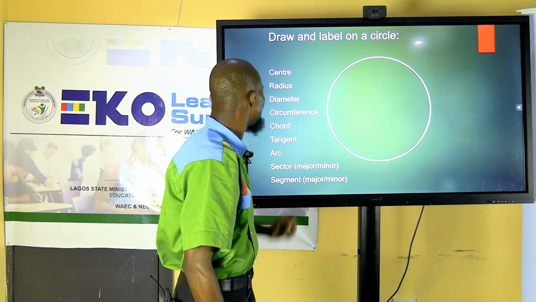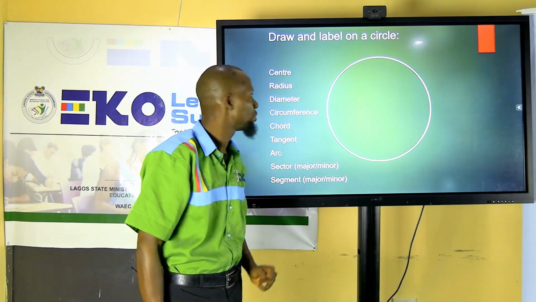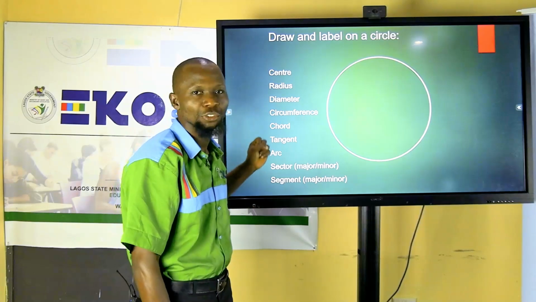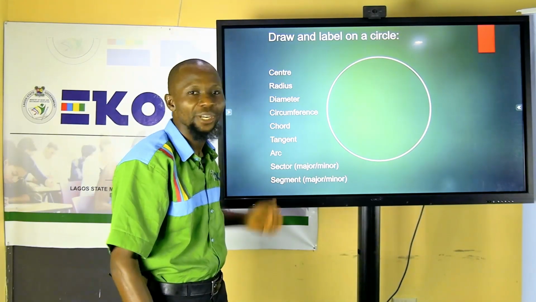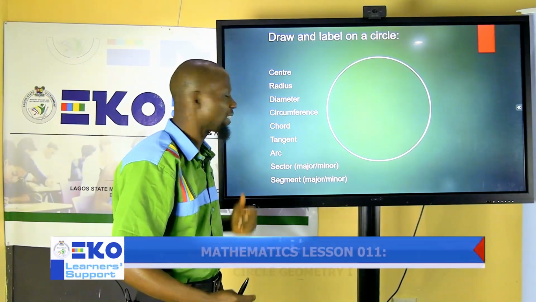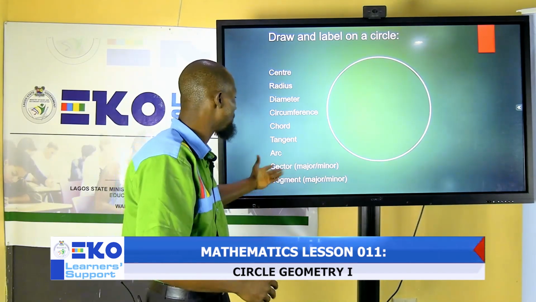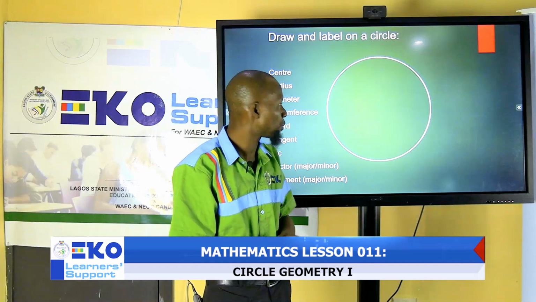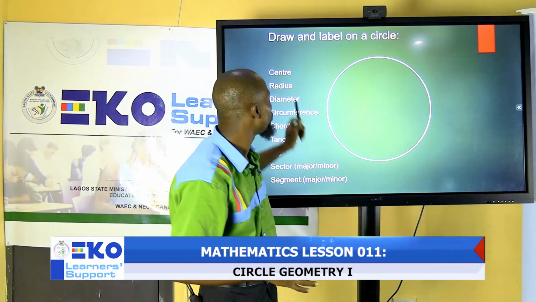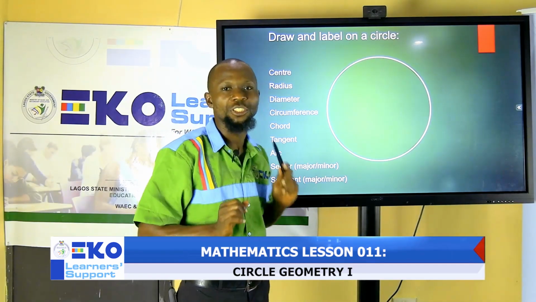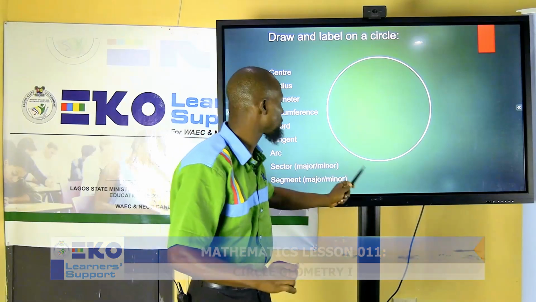So now, these are some of the parts of a circle. We have the center, we have the radius, we have diameter, circumference, chord, tangent, arc, sector. Our sector can be minor sector or major sector. The same thing, we have segment. So let's see how we can illustrate all these in a circle.